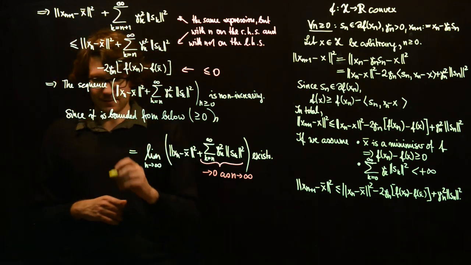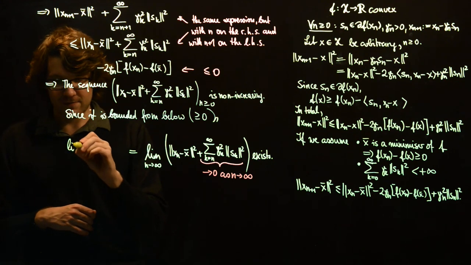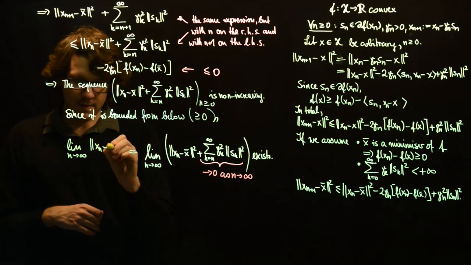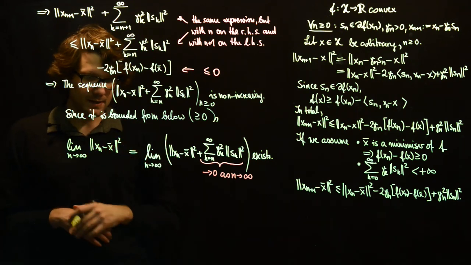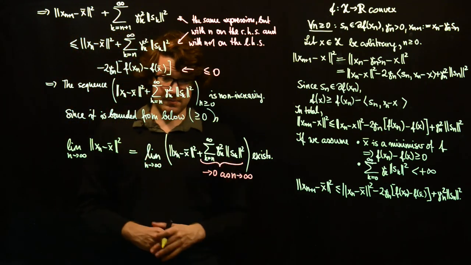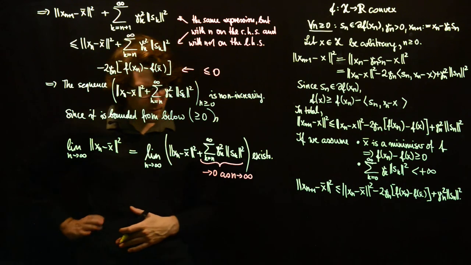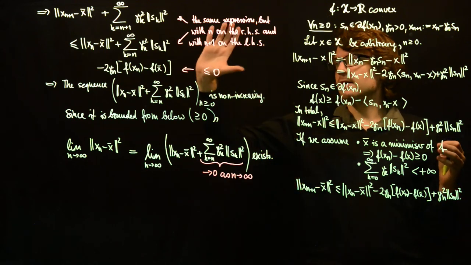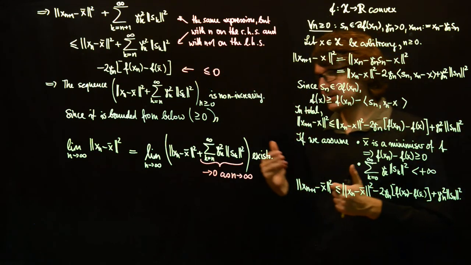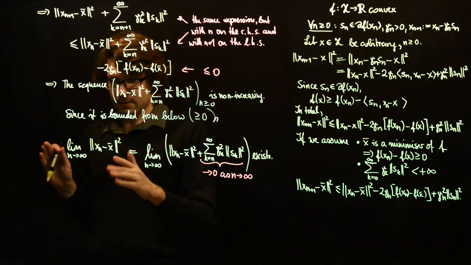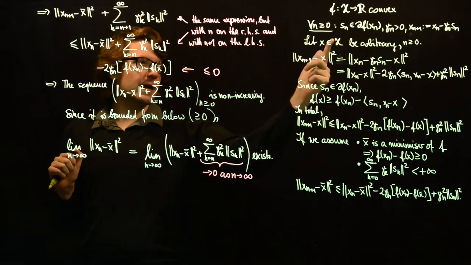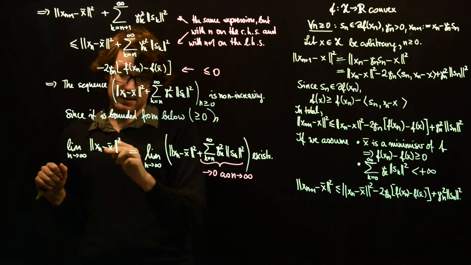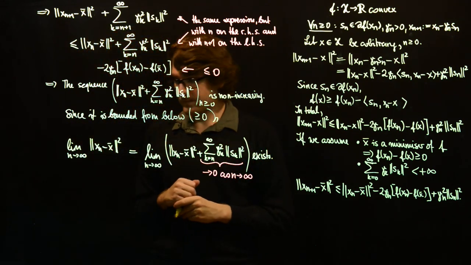Now we know that this goes to 0, so we also have that the limit of the norm of xn minus x bar squared exists and is the same as this limit. Okay, and this is the first consequence of our inequality involving the solution. So we have that for any solution, or for any minimizer x bar of f, the limit of the distances xn minus x bar squared exists.